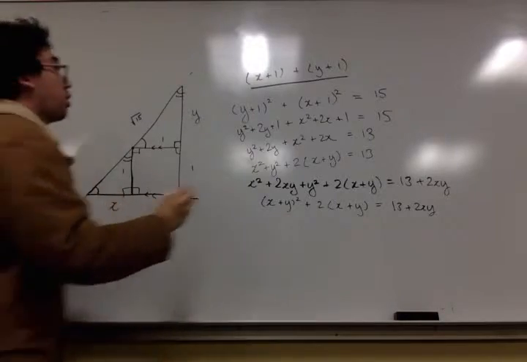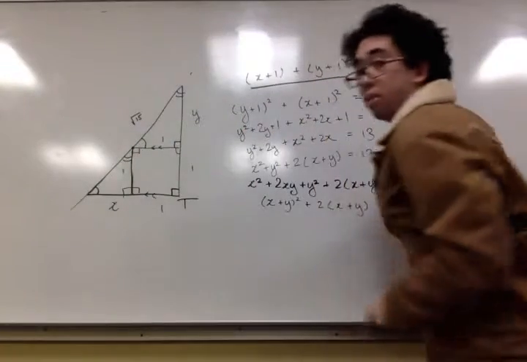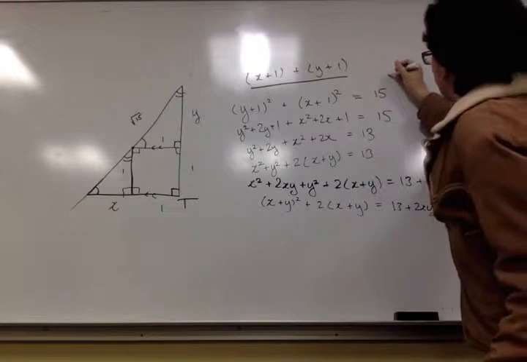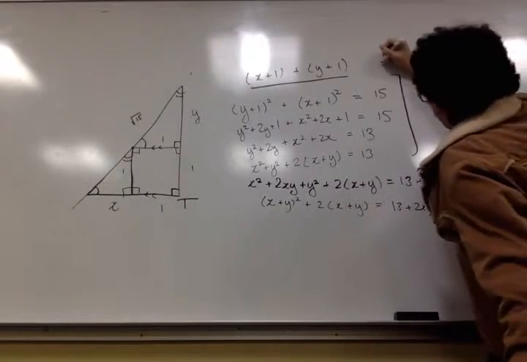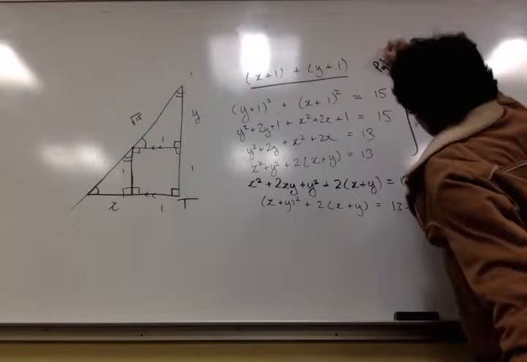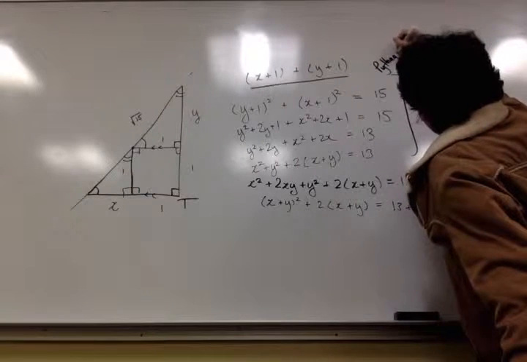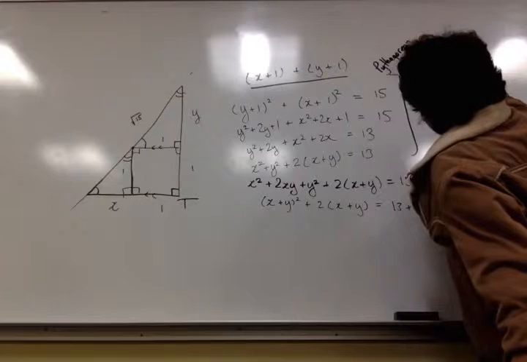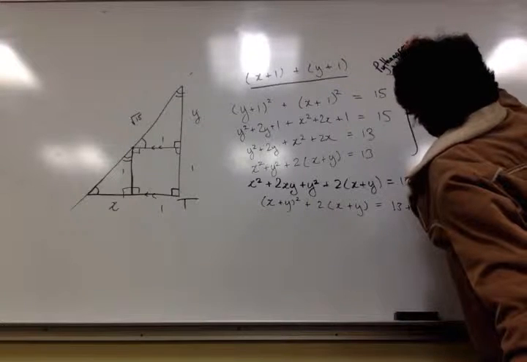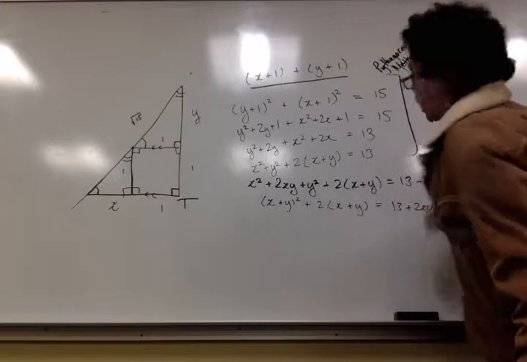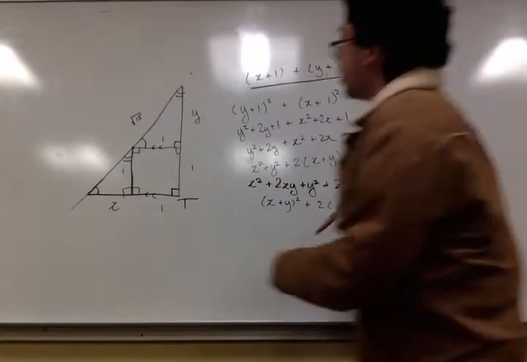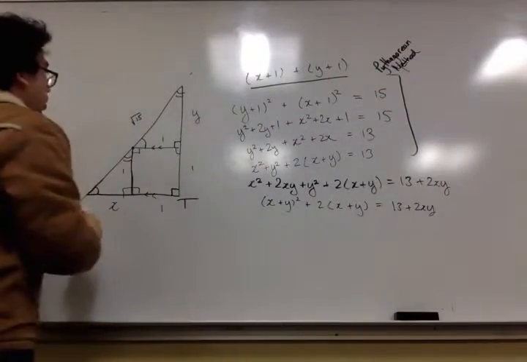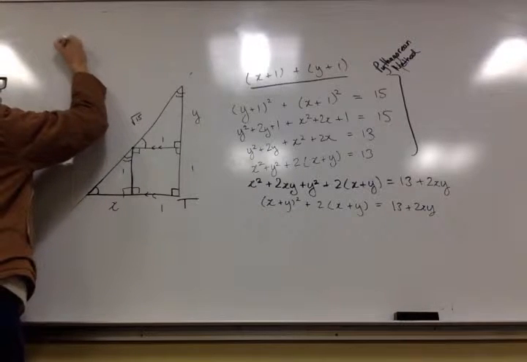Okay, so let's. Can we see this still? Yes, we can. So we're going to call this the Pythagorean method. Can you read? Yeah, okay. So Pythagorean method here, and then we're going to go over here and do the similar triangles method over here.